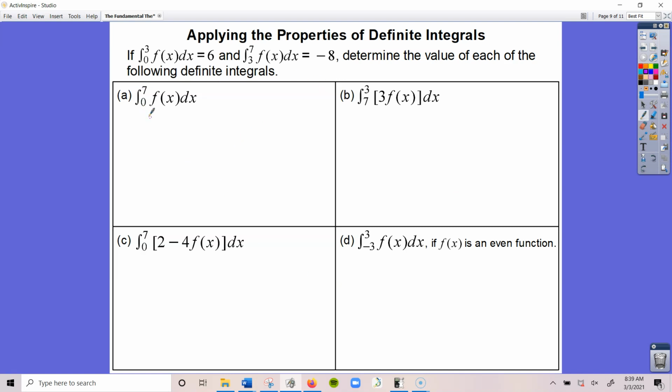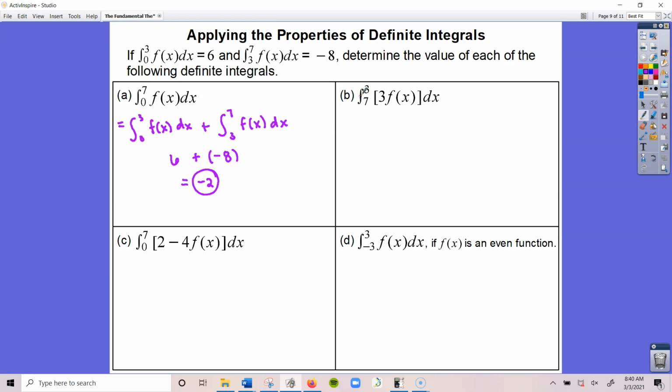So first we see here the integral from 0 to 7. Now if you notice, we have from 0 to 3, and then we have from 3 to 7. So we can essentially rewrite this integral as the integral from 0 to 3 of f of x dx plus the integral from 3 to 7 of f of x dx, since I know those values. The integral from 0 to 3 is 6, plus the integral from 3 to 7 is negative 8. 6 plus negative 8 is 6 minus 8, which is negative 2.